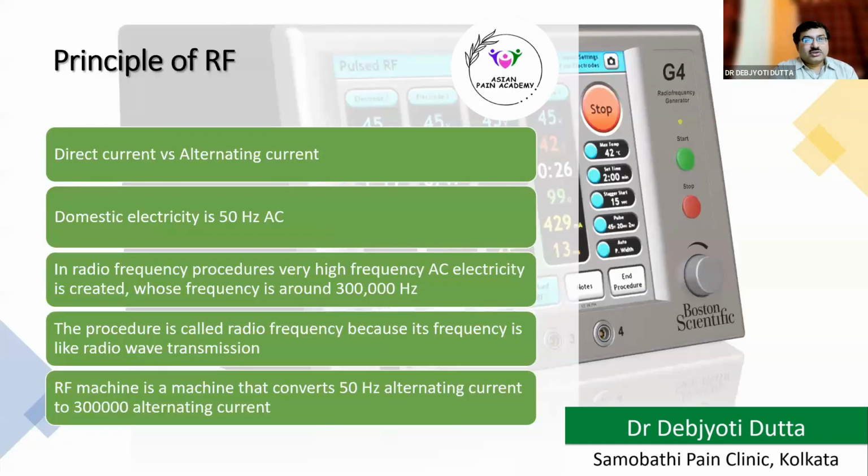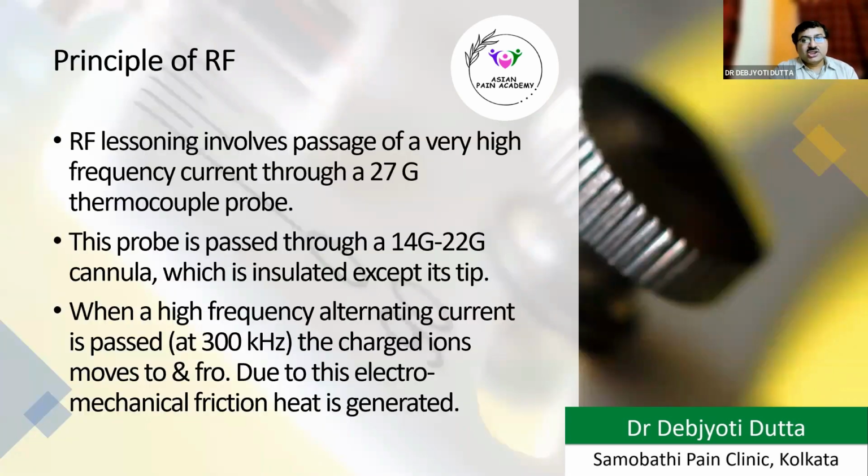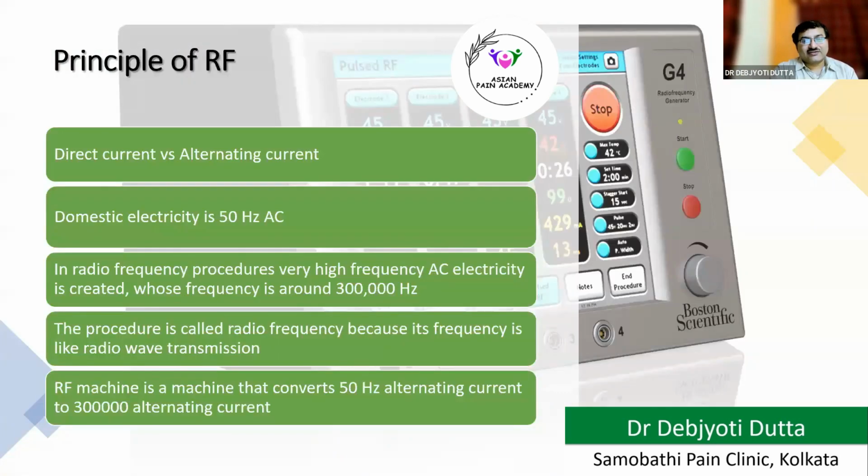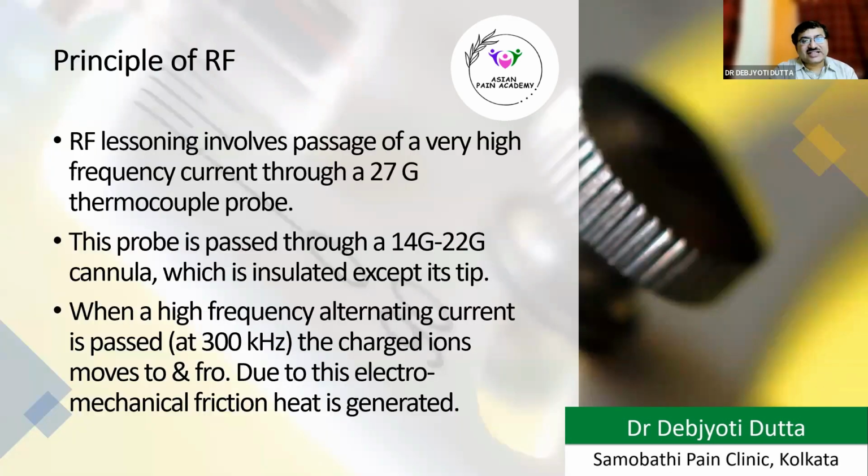So now, the principles of radio frequency. Okay, we have discussed this part: what is direct current, what is alternating current. We have talked about our domestic electricity. We have talked about our radio frequency electricity. So here in the radio frequency machine, the basic principle will be to change our low frequency electricity to a very high frequency electricity. So that is the basic principle. But changing the electricity alone is not enough. An RF machine has certain other properties that I will be telling a little later. But before that, you just understand the principle of radio frequency.